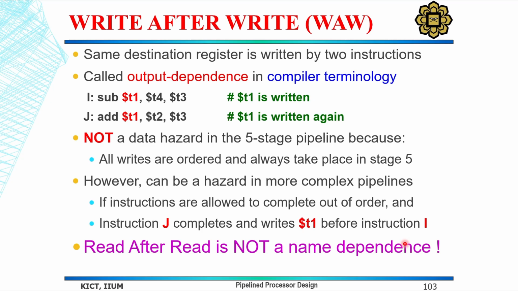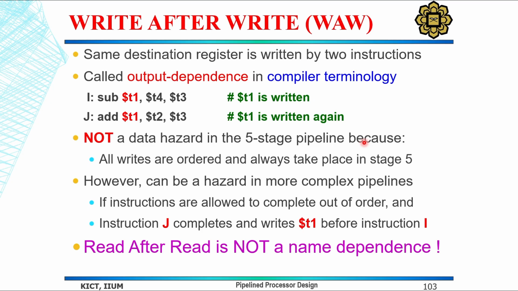The next scenario: what happens if write after write happens? That means the same destination register is written by two instructions. For example, subtract $t1, $t4, $t3, where $t1 is written, and then add $t1, $t2, $t3, where $t1 is written again, overwriting it with the new value. This is again not a data hazard in the five-stage pipeline because all writes are ordered and always take place in stage 5. So there is no problem at all.